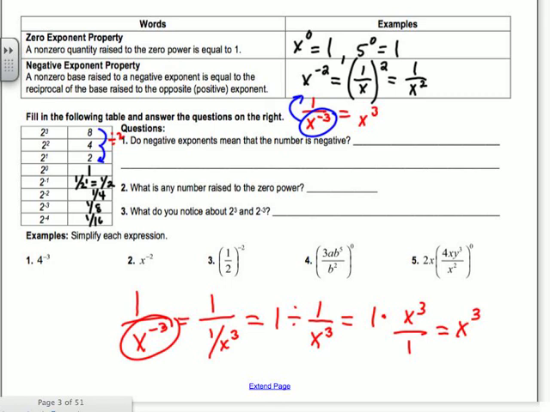So question number 1, do negative exponents mean that the number is negative? No, so look at your negative exponents. All of these had negative exponents, but my number wasn't negative in the end. It was 1/2, 1/4, 1/8, 1/16. So no.